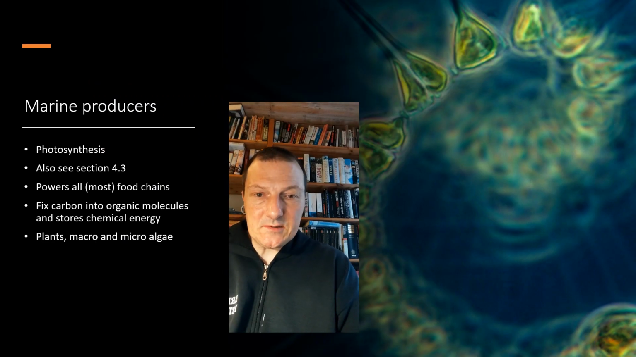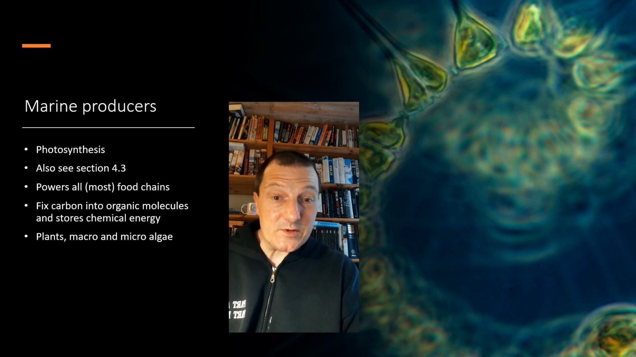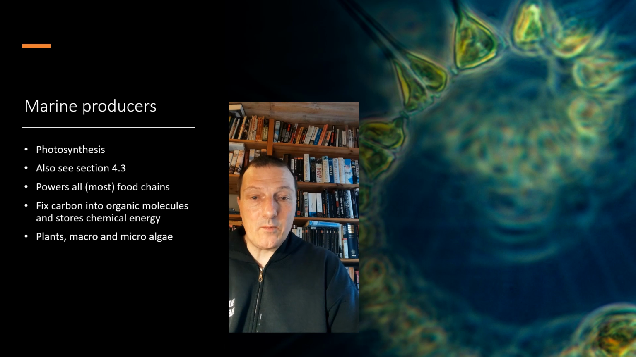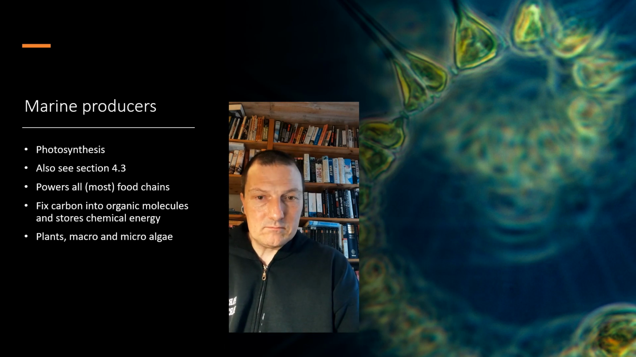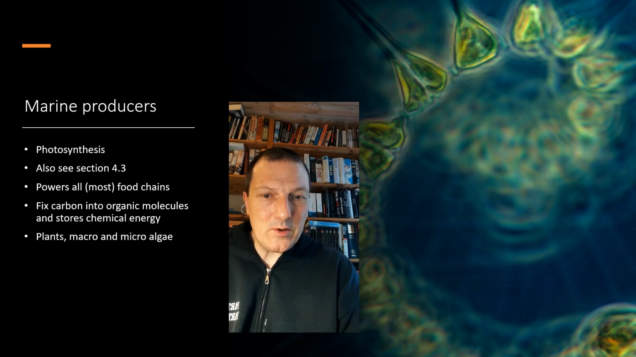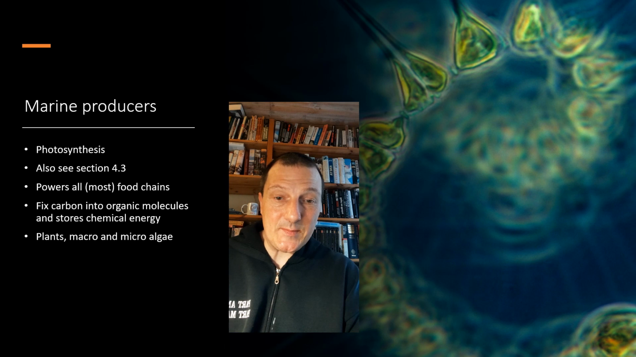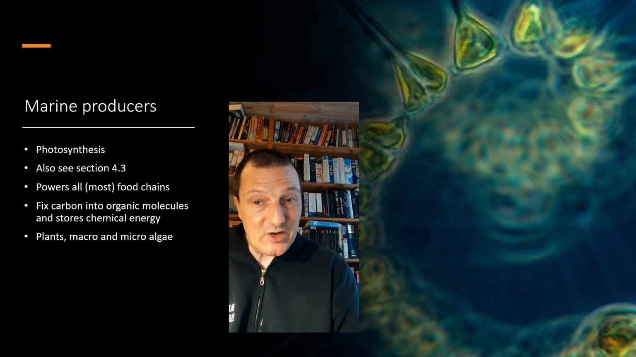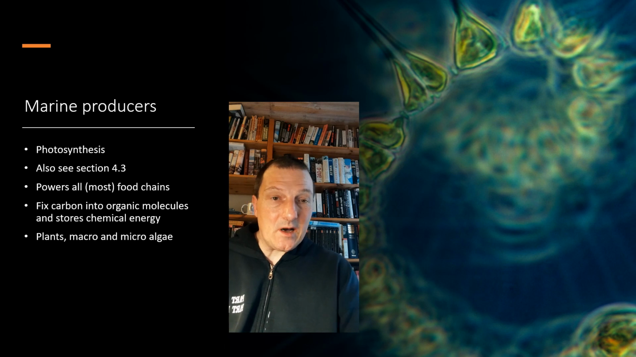Both the seagrass and the kelp and our different microalgae are marine producers, which means they do photosynthesis, which we'll talk a lot more about in section 4.3. And they power most of the food chains in the ocean. There is, of course, also chemosynthesis at the black smokers, but that's a bit outside the syllabus, at least for this chapter. And they do so by fixating carbon.